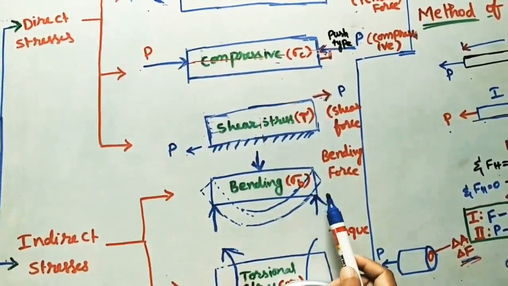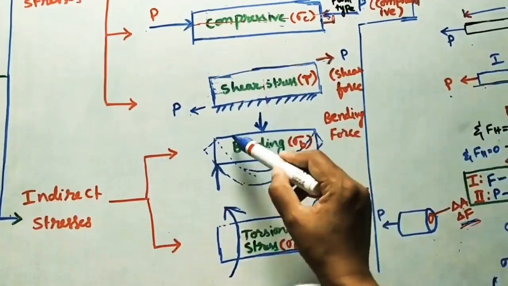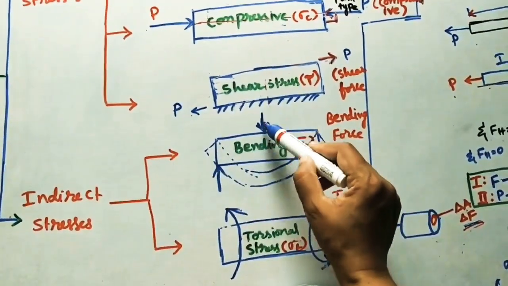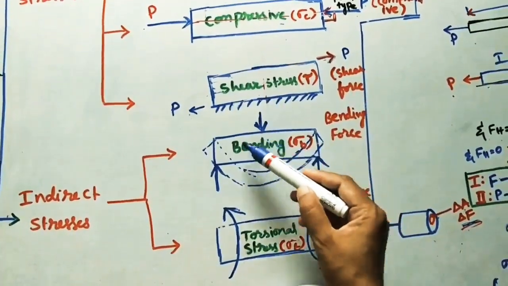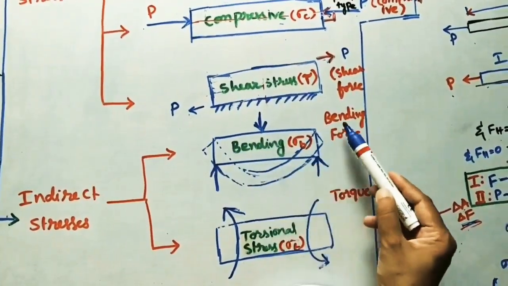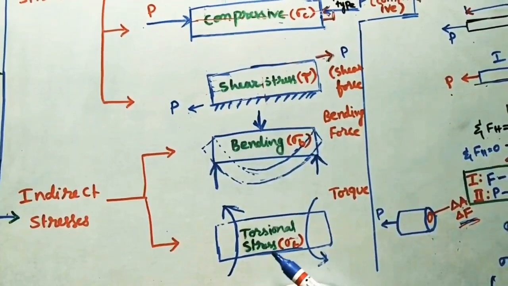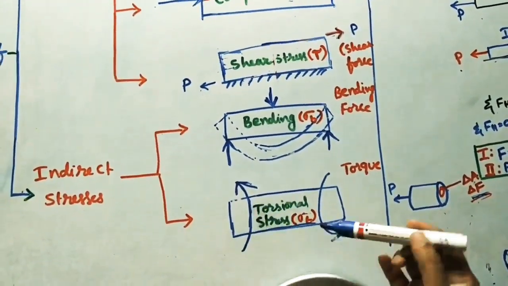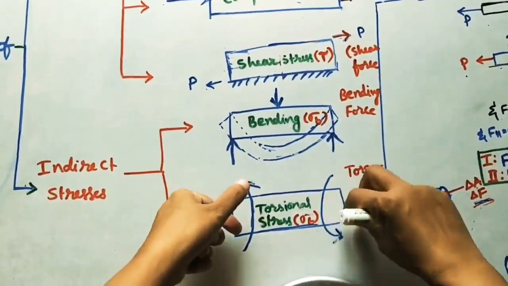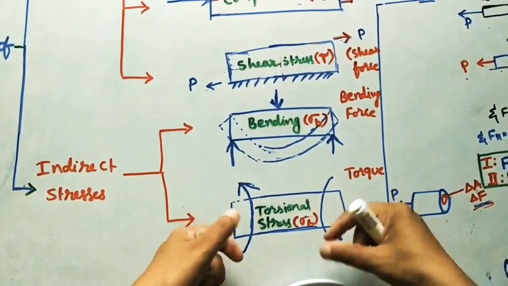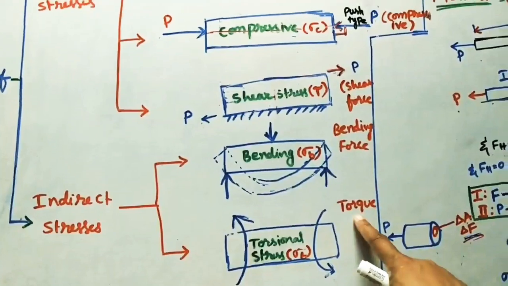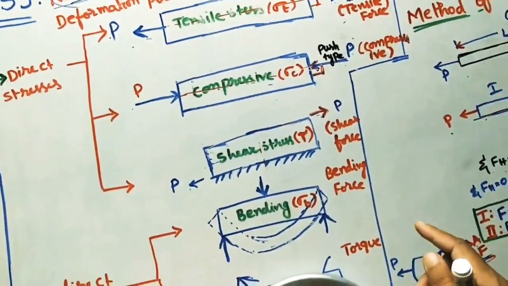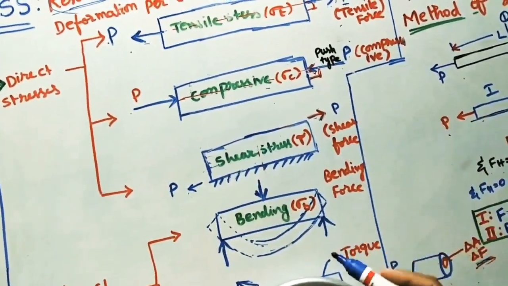And then the next force: this is the given body, and I am applying some force on it. At both sides two supports are there. Because of this force, this body is bending. So this force is called bending force. In the next case I am twisting the body: one clockwise force and another anti-clockwise force, or vice versa. So here this force is called torque or torsional force. These types of forces we can apply on any given body.